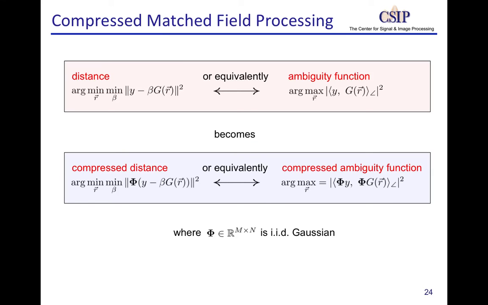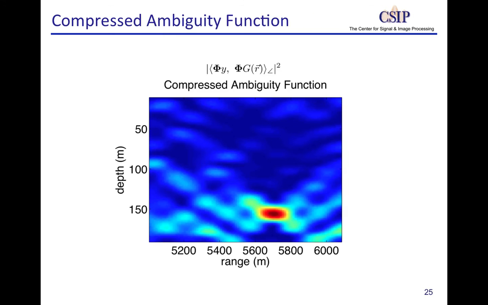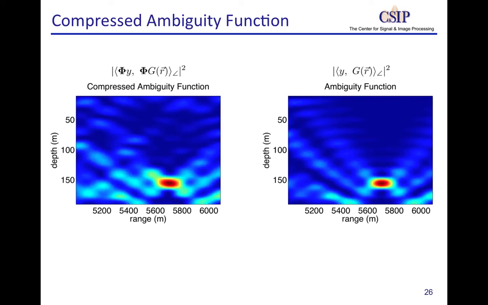And what we want to do is put a twist on this. So instead of maximizing this ambiguity function, we want to maximize this compressed ambiguity function. We want to work with phi y and phi times g of r and come up with this guy instead. So this is what the compressive ambiguity function looks like, and it's very similar to the classical ambiguity function. It just is a bit more noisy, it doesn't look quite as clean, but the important thing is that they share their maximum in a common place.